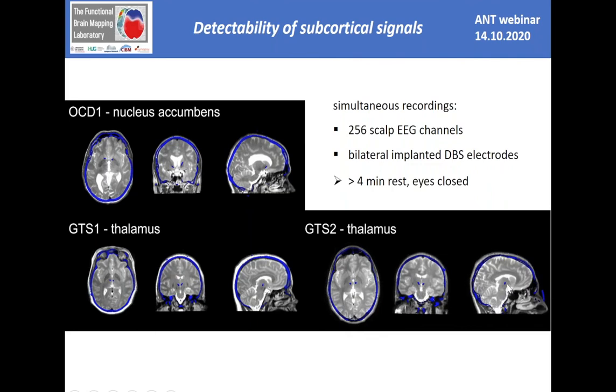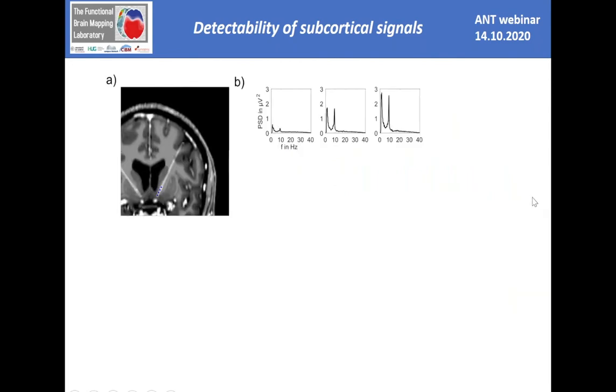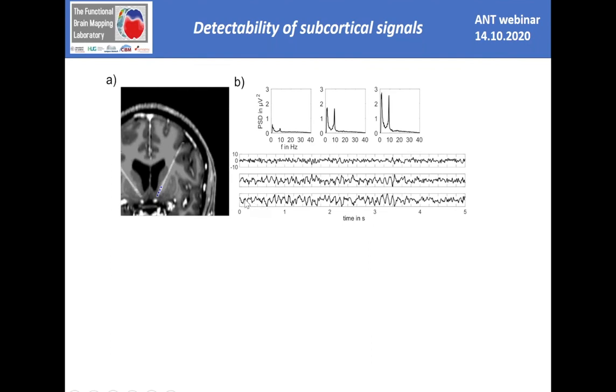What I show here in blue are these implanted electrodes, and simultaneously we had these high density recordings in place. What we analyzed is just about 4 or 5 minutes of rest with eyes closed. When you look at these invasive recordings, you can see the deeper you go into a specific structure, the nucleus accumbens, the higher or more pronounced these waveforms get. These are 3 bipolar derivations from these 4 contacts, and the deeper you go into the structure, the more pronounced these oscillations get.